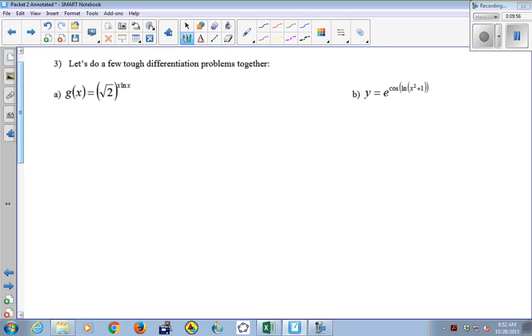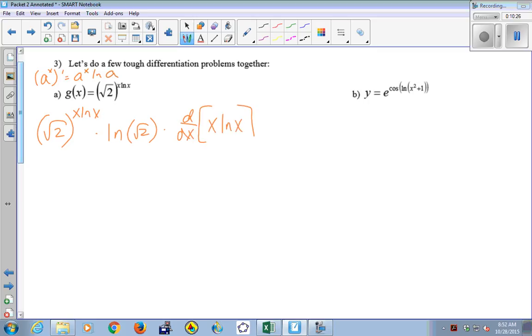So that's a to some stuff. My overarching rule here is that the derivative of a to the x is a to the x ln a. But I don't just have an x up there, I've got some stuff. So I'm going to write out square root 2 to the stuff times the ln of square root 2. But then I still have to multiply by the derivative of the stuff for the chain rule.